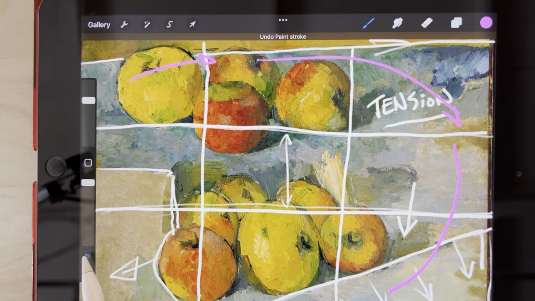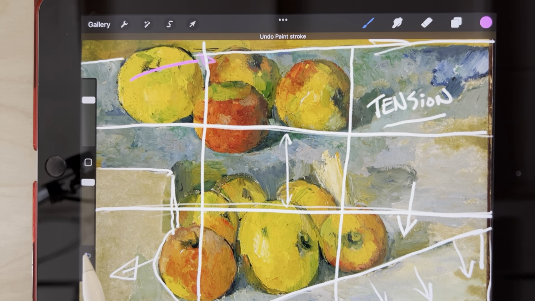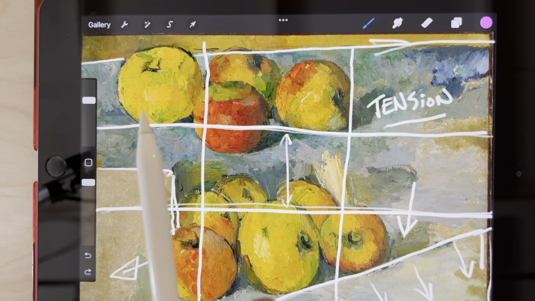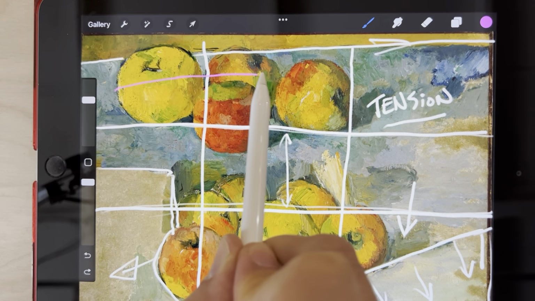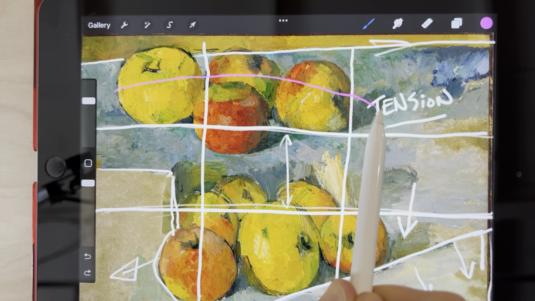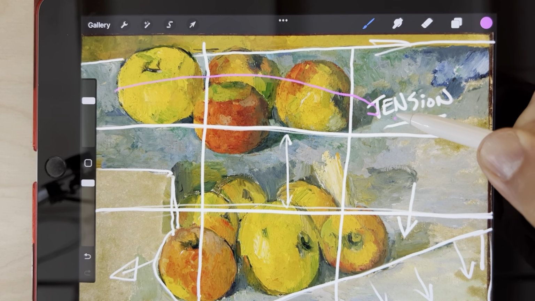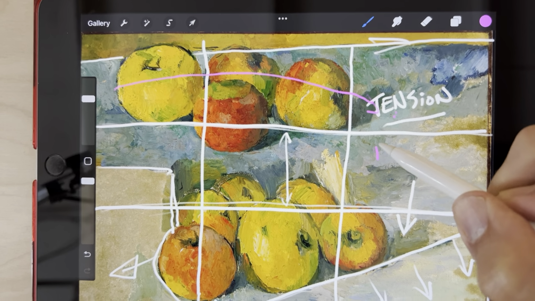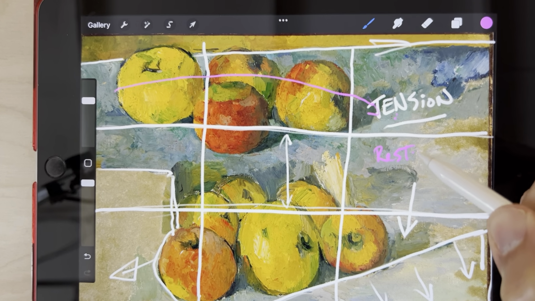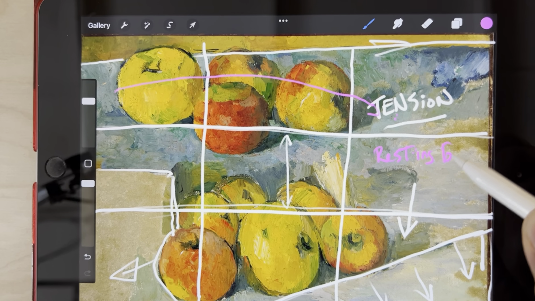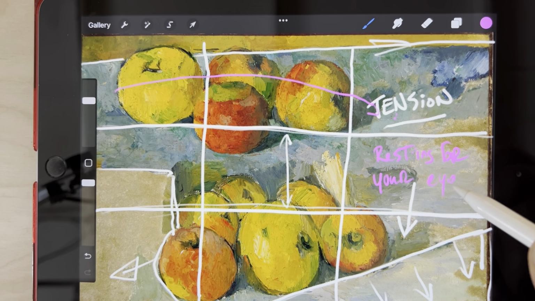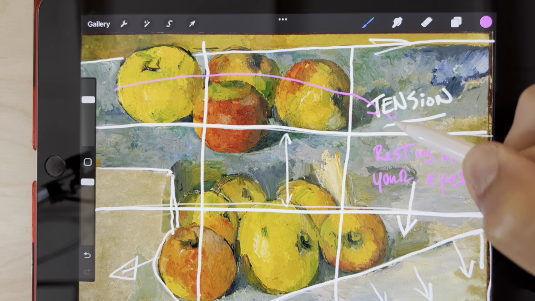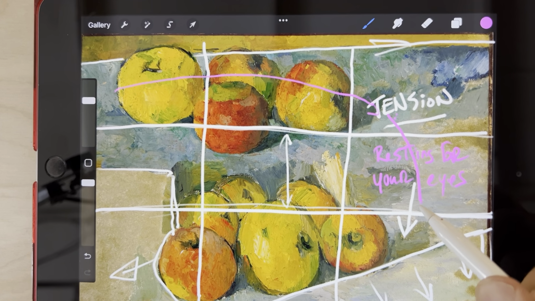Okay, so we can go back to that. There we go. Once again, your eye reads from left to right. So we stop here. Then we jump, because obviously there's space. This is what we call a rest. It's kind of like a resting for your eyes. Okay? Then we jump from here, we give it a little break, and we pick up again.